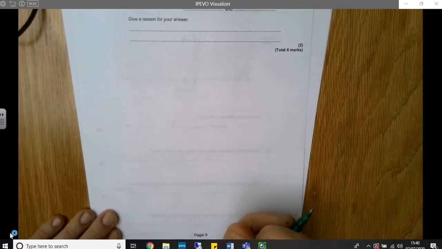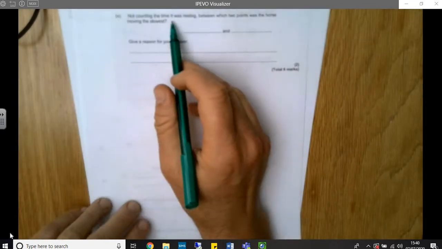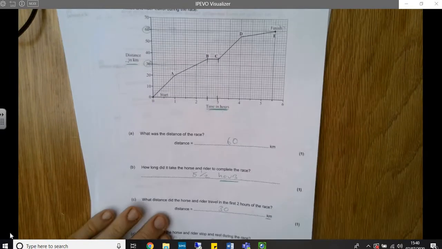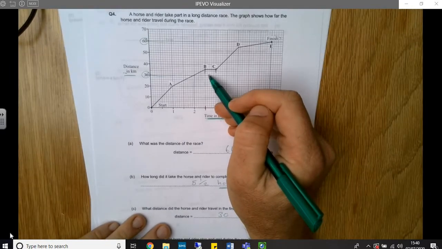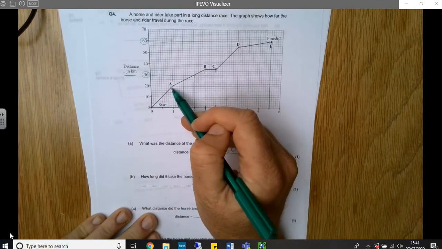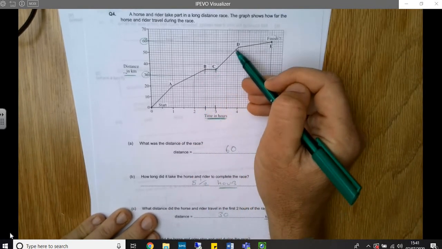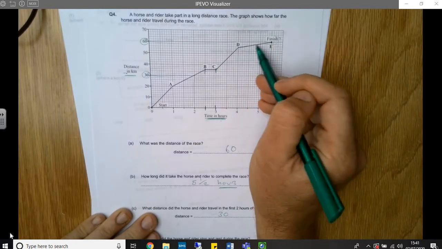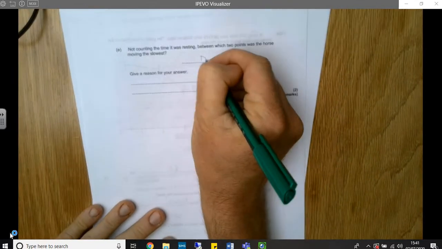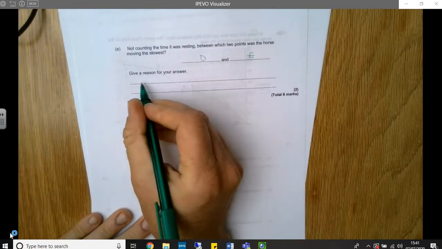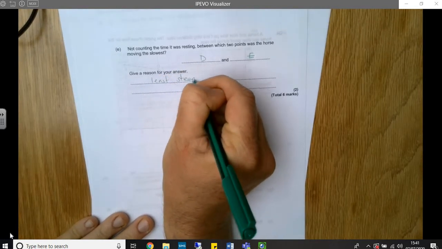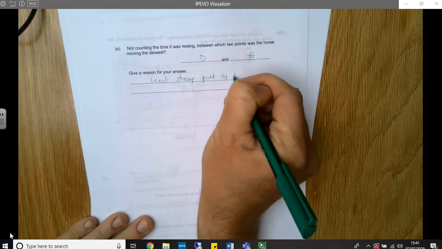The last part of question 4 says, not counting the time it was resting, between which 2 points was the horse moving the slowest? Okay, so obviously it wasn't moving at this point, so we know it wasn't moving at all. Here it's quite steep, it's a little bit less steep, quite steep, and quite significantly less steep here. So our answer is going to be between D and E. Give a reason for your answer: because it is the least steep part of the graph.